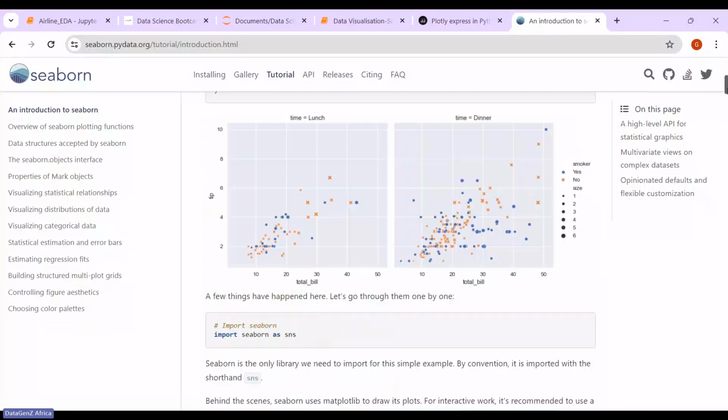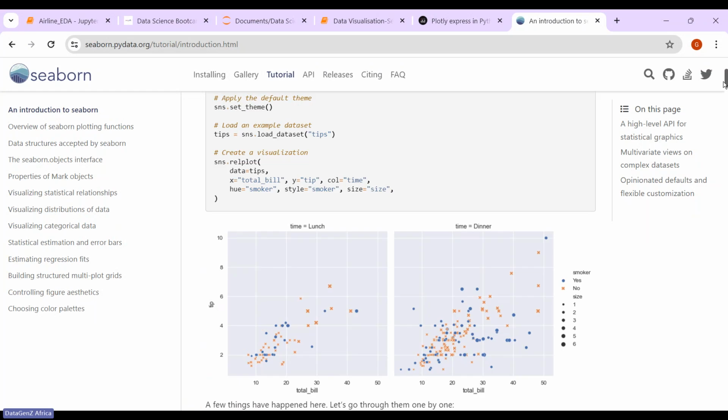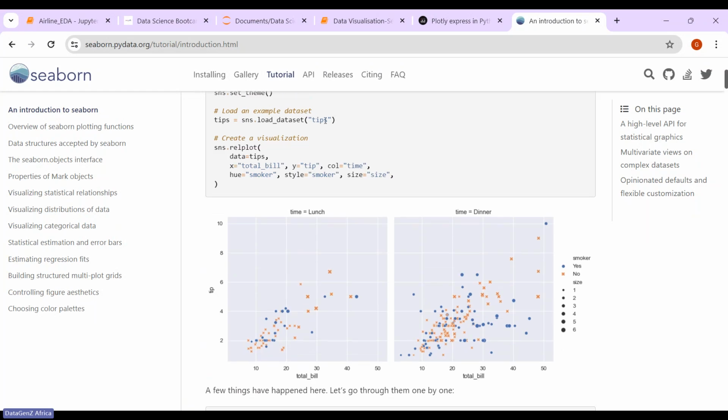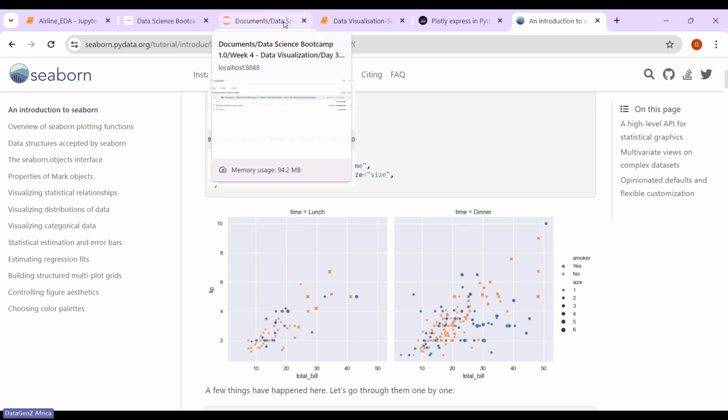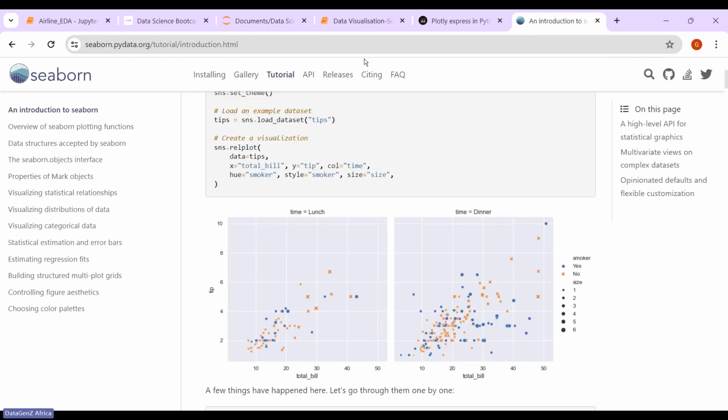So there are some default data sets that we have in Seaborn. We have the TIPS data set. TIPS data set is a data set of tips. Let me show you. Let me visualize the data set so that you can see what it looks like.